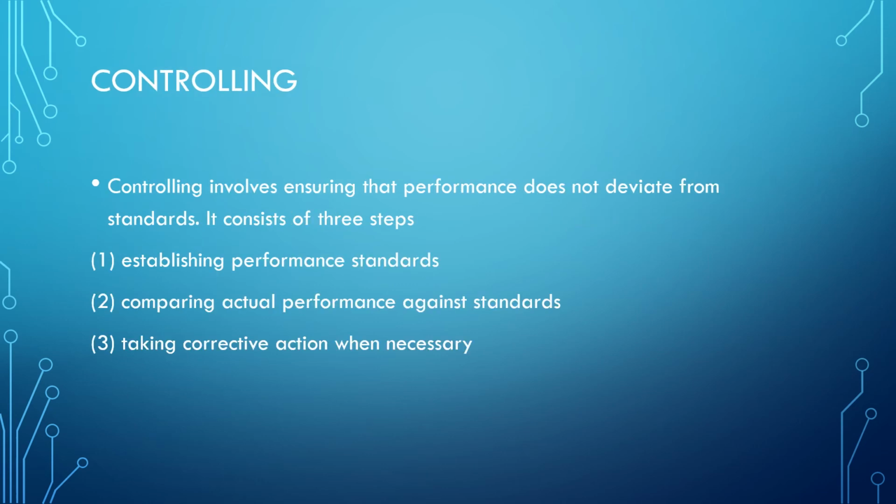So, our next component is controlling. Controlling involves ensuring that performance does not deviate from standards. It consists of three steps. Number one, establishing performance standards. Number two, comparing actual performance against standards. And number three, taking corrective action when necessary.